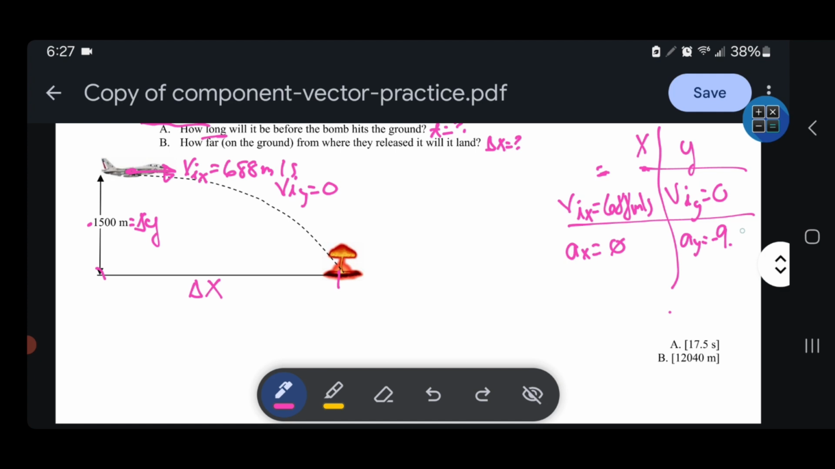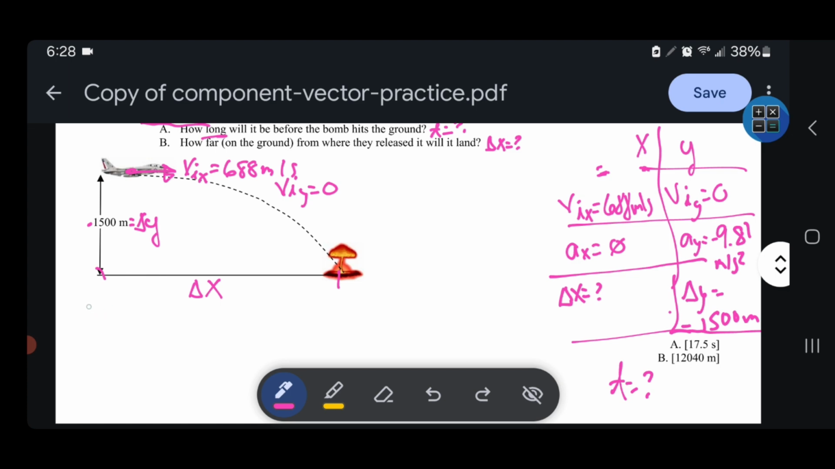Alright, so what they gave us in the problem was our delta y, which is a negative 1500 meters, and we have to find our delta x in part B, and in part A they want to know the time it takes for it to hit the ground. So we're going to use kinematic number 3, like we tend to do most of the time. And we're going to see that our y has 3 known values and our x only has 2, so we're going to use our y. So start by writing out your third kinematic.